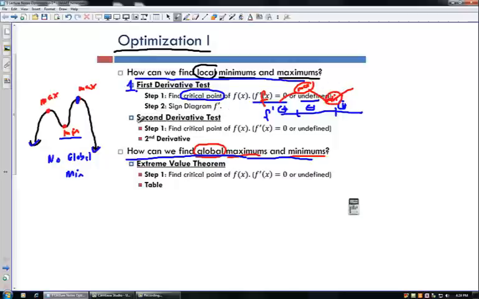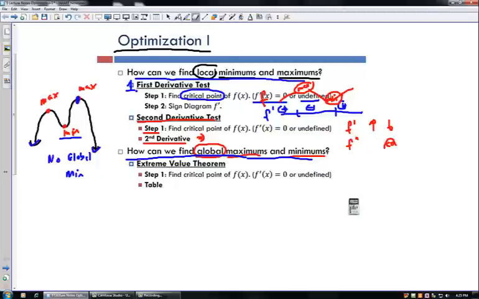Now the second derivative test, which we're going to do today, involves the same step 1 and the second derivative. Now remember, the second derivative tells us what about the function? Well, the first derivative, f prime, tells us whether it's increasing or decreasing. The second derivative, the sign of it, tells us whether we're concave up, so CU, or we're concave down, CD.